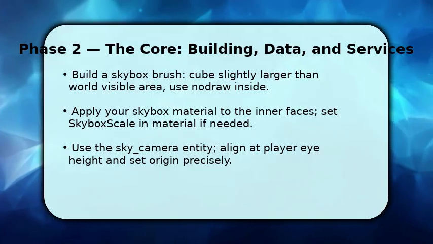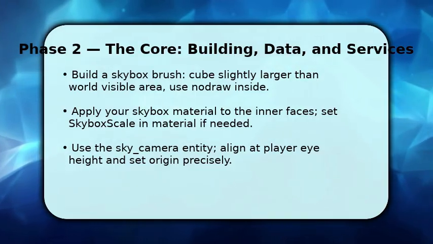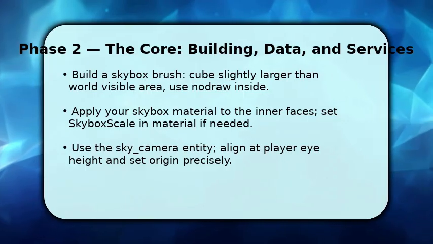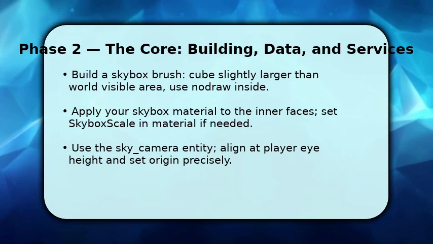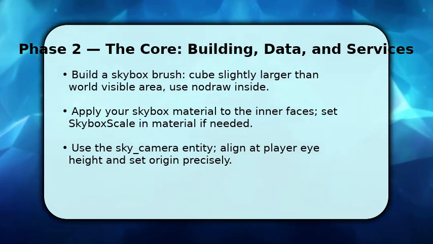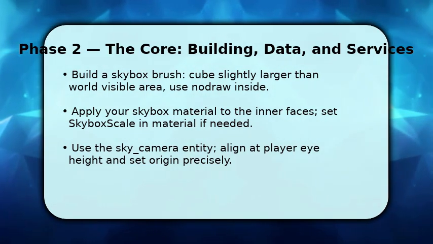adjust perceived distance. Place a sky camera entity inside the cube, align it at player eye height, and set its origin precisely. This camera controls where the sky maps align, so make incremental saves and test frequently.